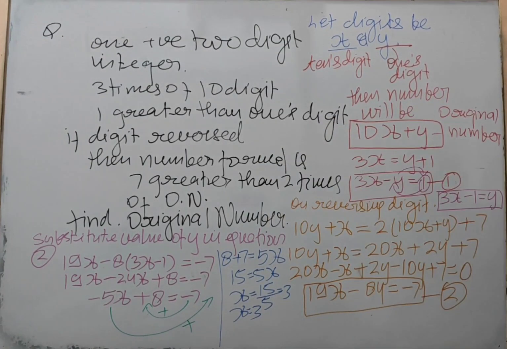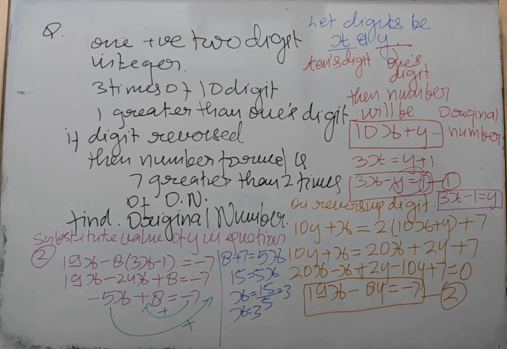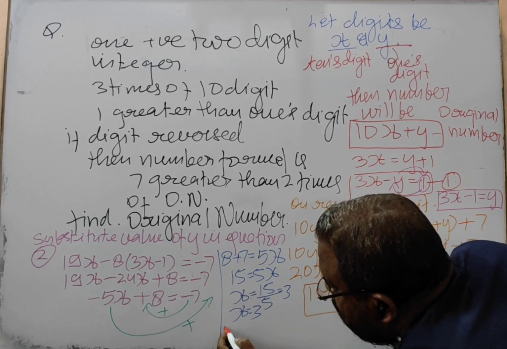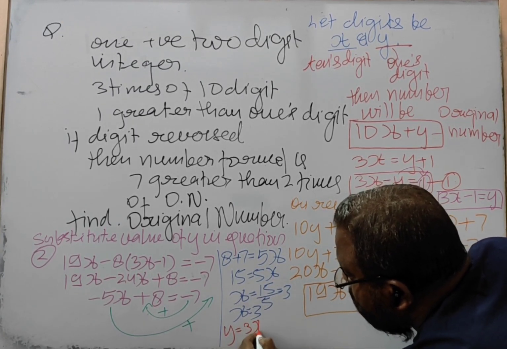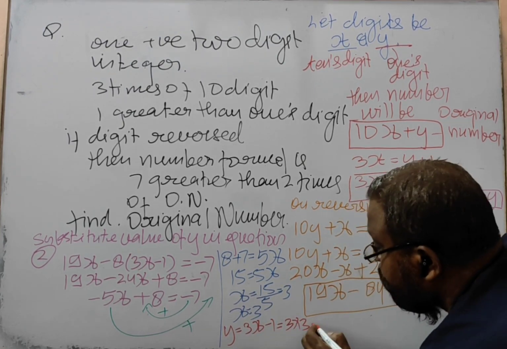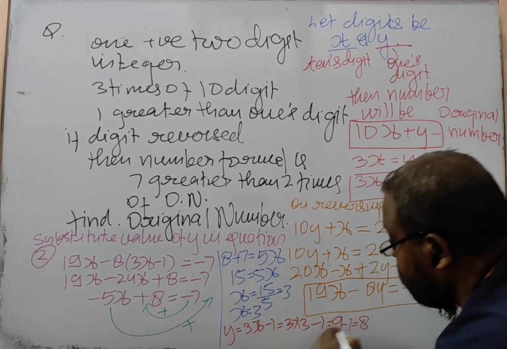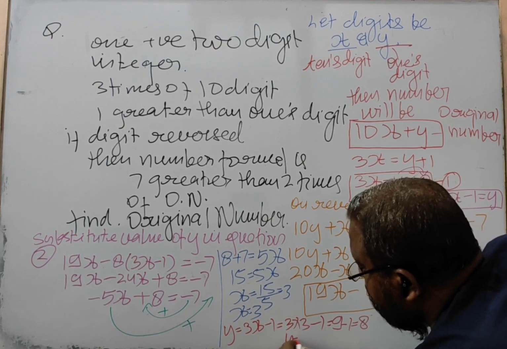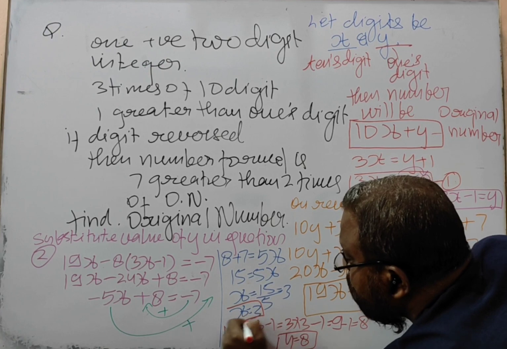When we put the value in here in y, so y is equal to 3x minus 1. It means 3 into 3 minus 1, that is 9 minus 1 is equal to 8. So y is equal to 8, right? y is equal to 8, x is equal to 3.